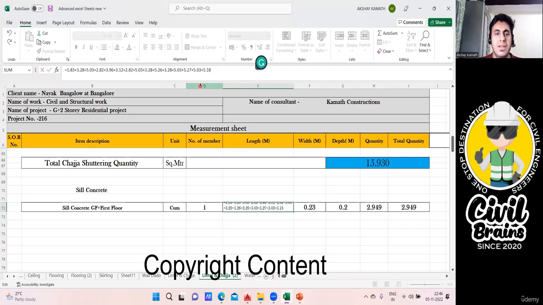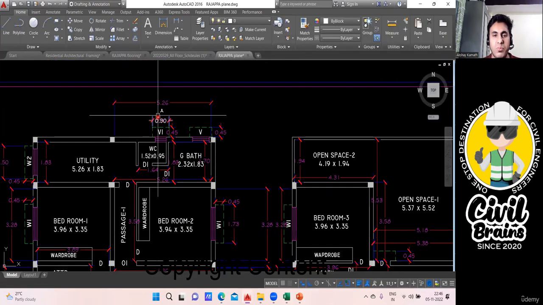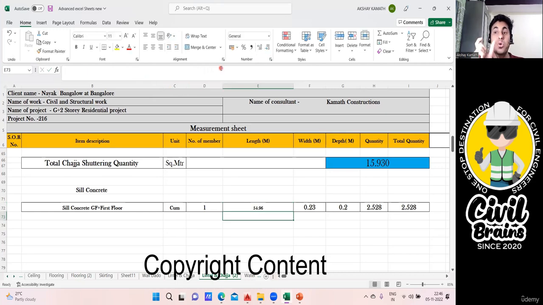And in the ventilator portion also you should have deducted. I'll find this ventilator length, which was 5.26. Here no sill concrete will come, so I'll deduct this 5.26. Other than that, all the others we require, and I'll hit the enter button. So I got the total sill concrete running meter.